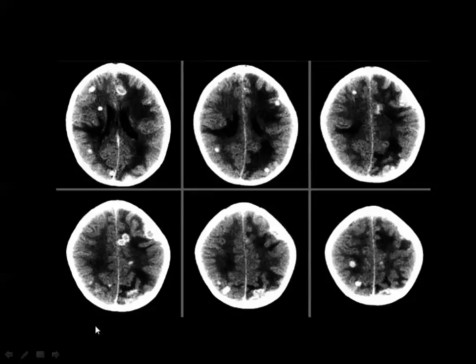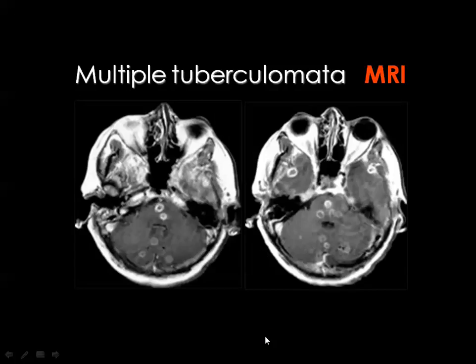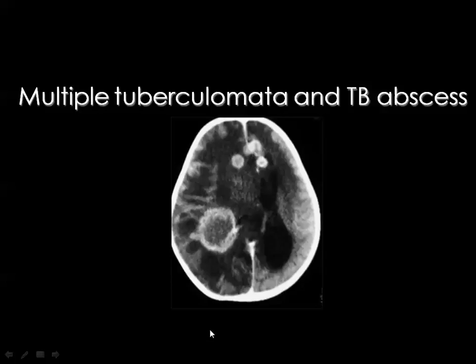And this is also multiple brain tuberculomata scattered in both cerebral hemispheres. And this is MRI of brain tuberculomas as shown by axial T1 weighted images after contrast injection. You see lesions in the brainstem and lesions in the temporal lobe as well as in the cerebellar hemispheres.